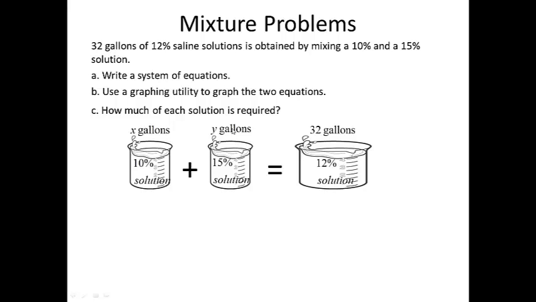Okay. Now, the concept here is that we're going to keep track of the gallons. So we have X plus Y equals 32. That's how much is in here. How much in here is equal to this over here. Now, there's some other thing in here.